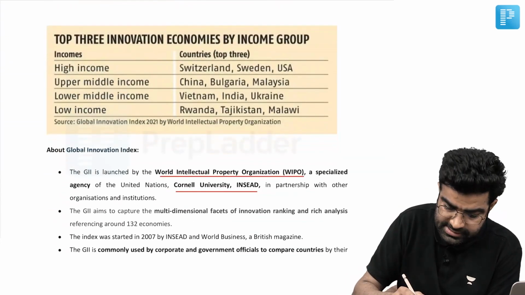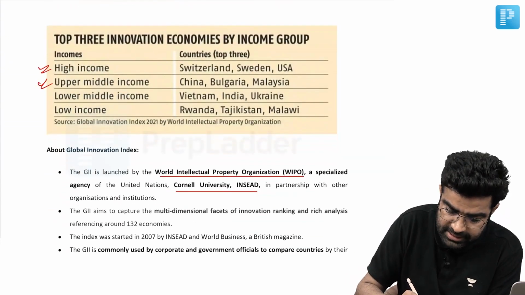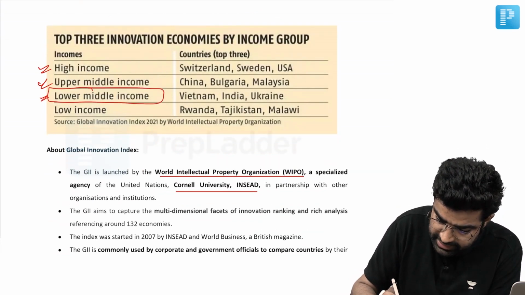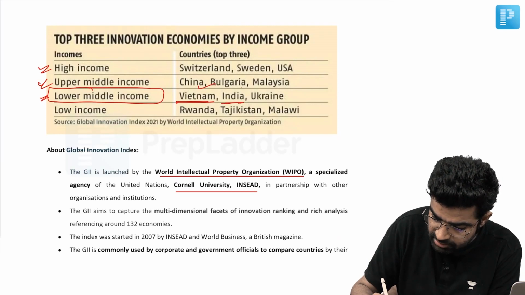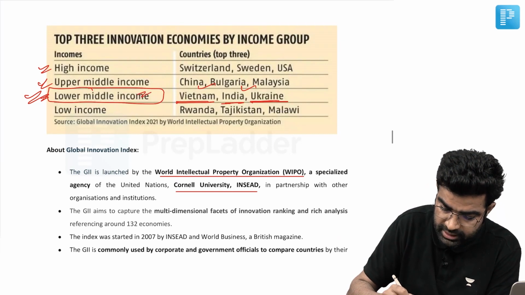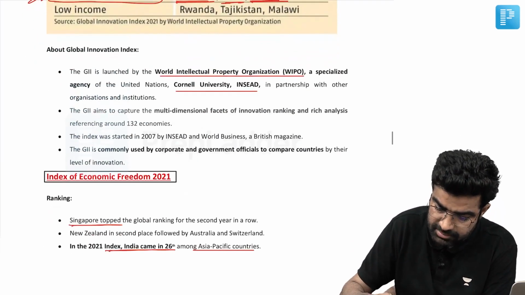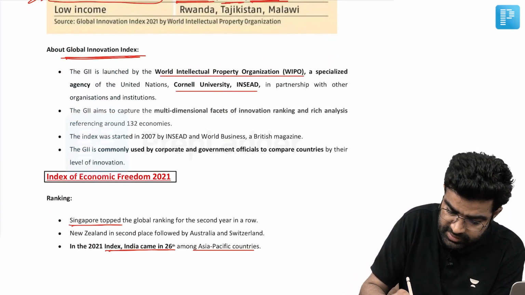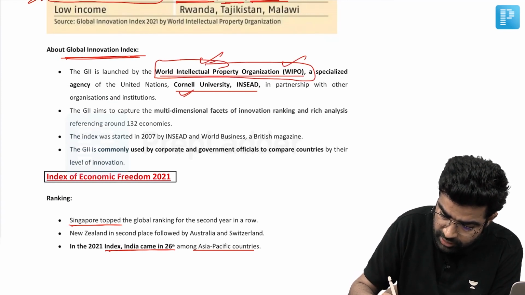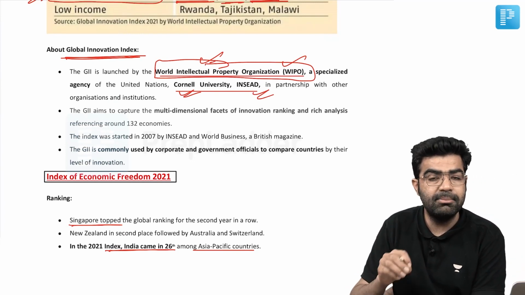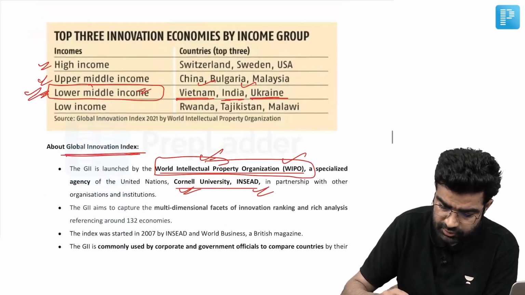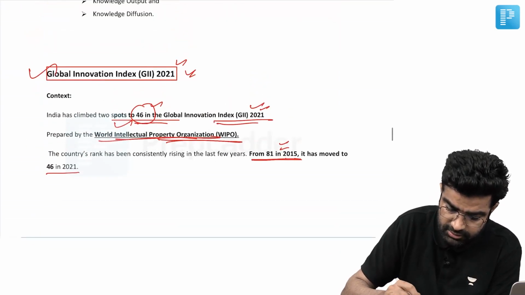In this way you can see there are the high income countries, upper middle income countries, and India falls here, that is the lower middle income country. So India is in the top 3, Vietnam, India and Ukraine. They are the toppers in terms of this lower middle income group. Okay, so just remember this one. This Global Innovation Index is prepared in total by WIPO, Cornell University and INSEAD. That is the partnership of these 3 organizations. You just have to remember that one only. This report is published by WIPO.